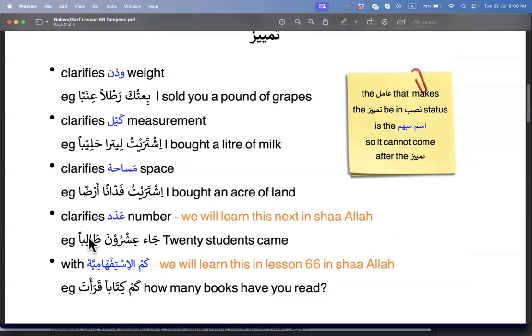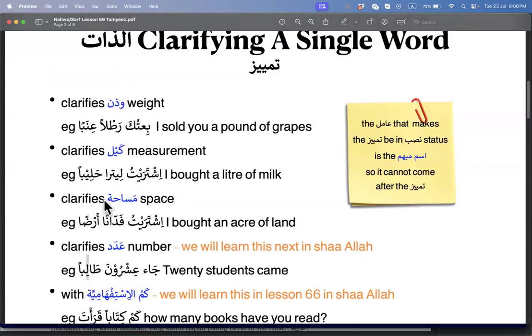So this is the easy one. The easy one meaning whenever you see all these kinds of words, like weight, that tells you a weight, a measurement, a space, number, then you will have a tamyiz after that. And you can see all of this is singular word, nakira. It's not tolibuna. It's not like that. We don't say ishruna tolibuna. We don't say that. Okay? Clear?